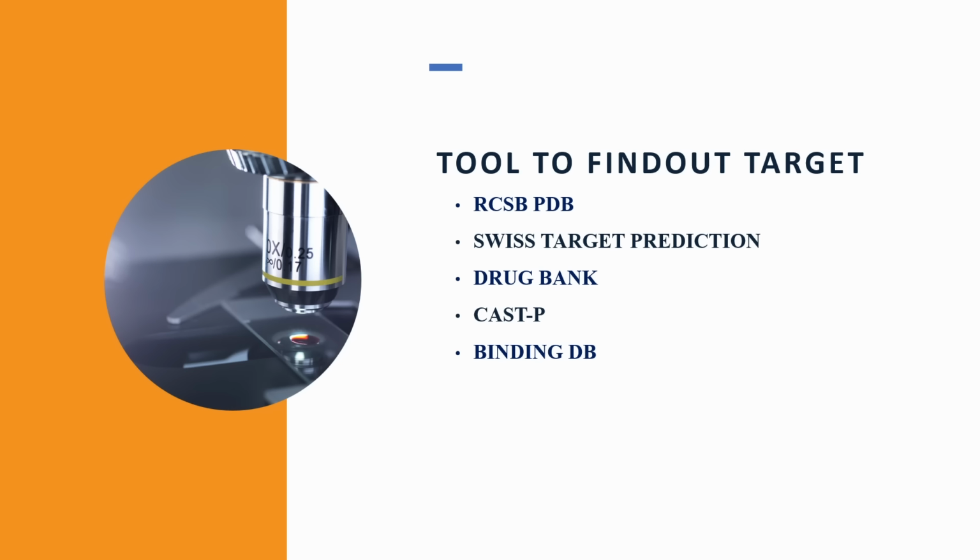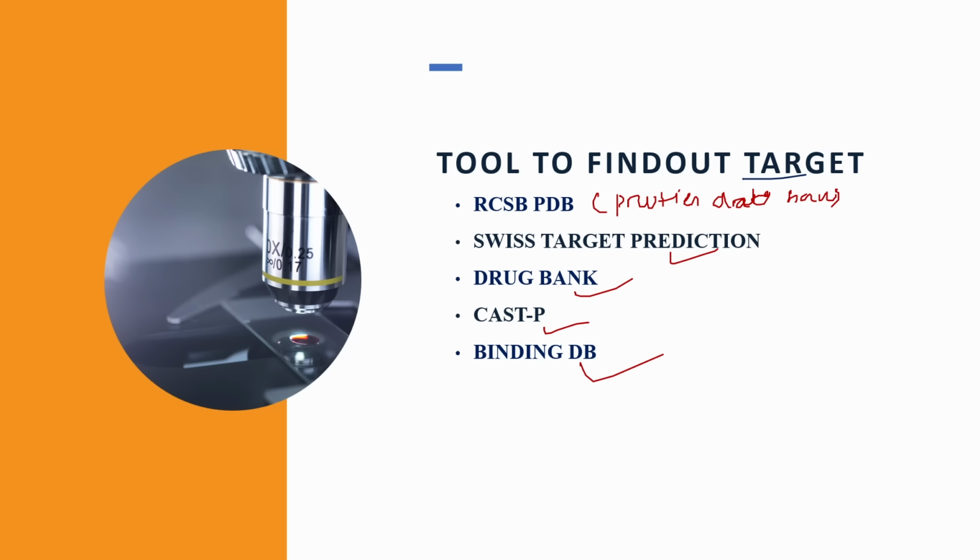Now, how to find out the target? There are some software tools where we can find out the target. The first one is the RCSB-PDB, the most commonly used software. It is called the Protein Data Bank. The PDB stands for Protein Data Bank. There are others: Swiss Target Predictor, DrugBank, CASTp, and Binding DB. These are some of the tools which are helpful for finding targets. We can go through each of the tools during this session.